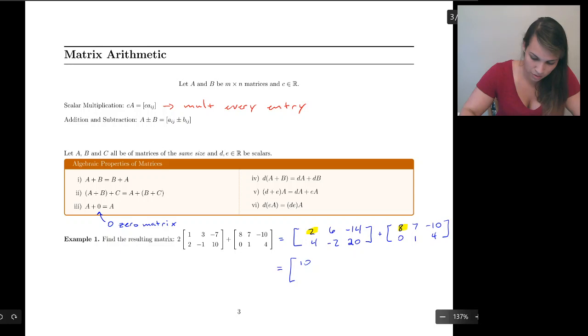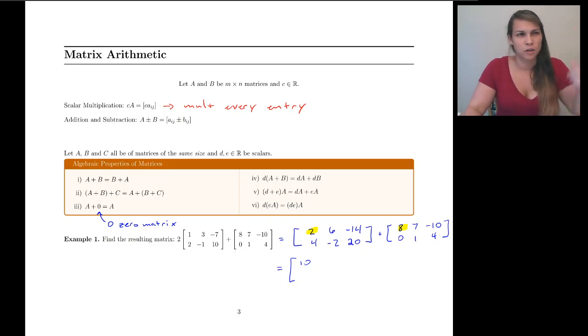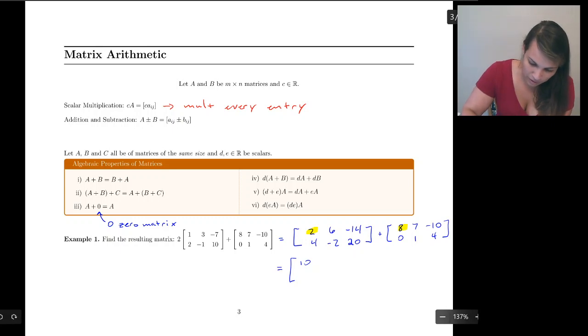The next ones to go, it doesn't really matter what order you go in. I personally prefer to go through by columns simply because it helps me write more neatly. Okay, so next one that we're going to do is 4 and 0, which is going to be 4. And then we're going to do 6 and 7, which is 13. And then we've got negative 2 and 1, which is negative 1.